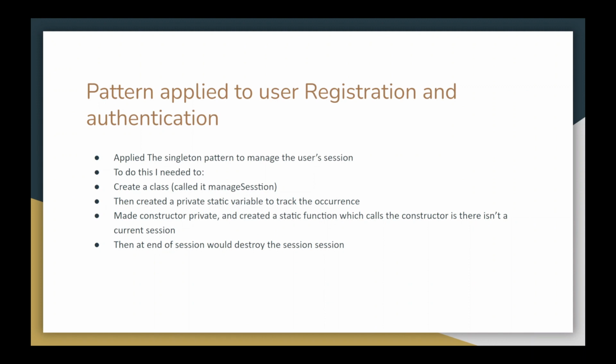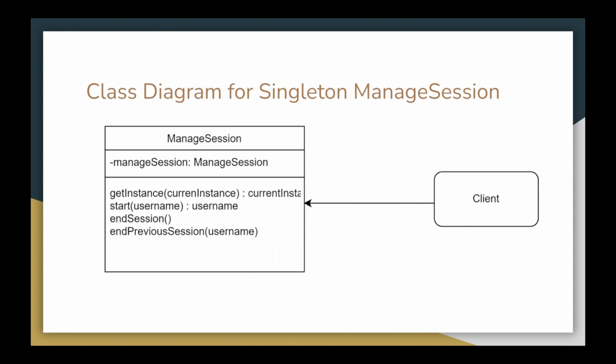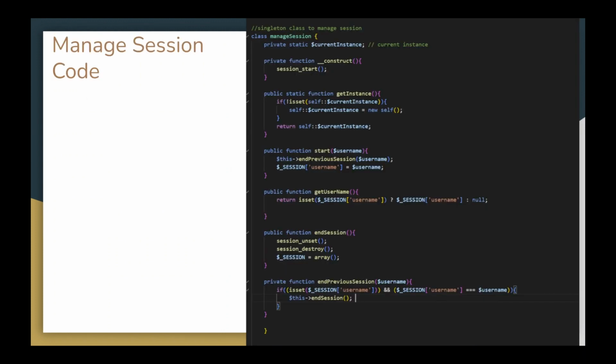So I applied the singleton pattern to manage the user session. To do this, I created a class I called ManageSession, then created a private static variable to track the occurrence. I made the constructor private and created a static function which calls the instance of the current session. Then at the end of the session, we'll destroy the session. And here is the class diagram for this. And here's the code.